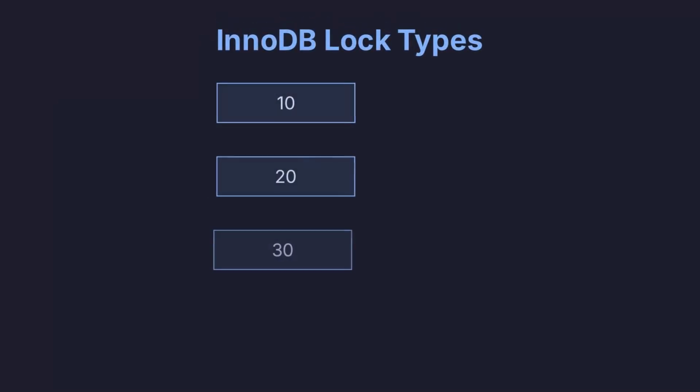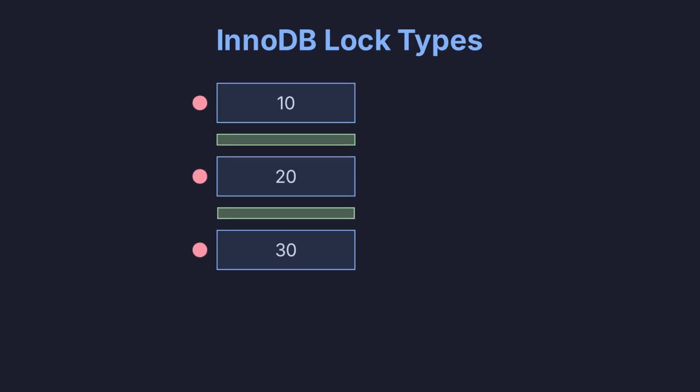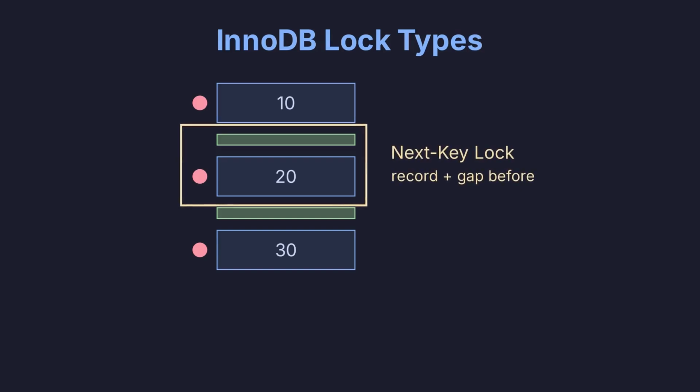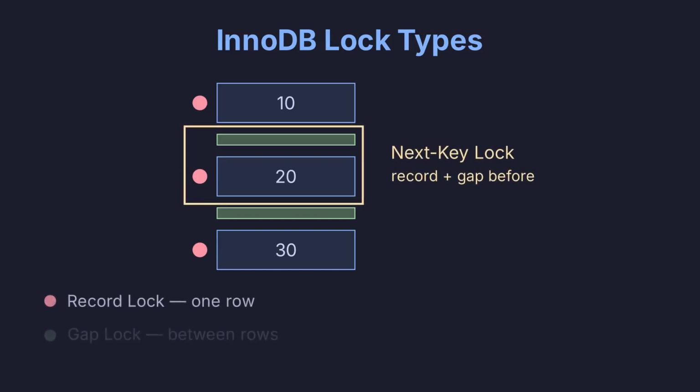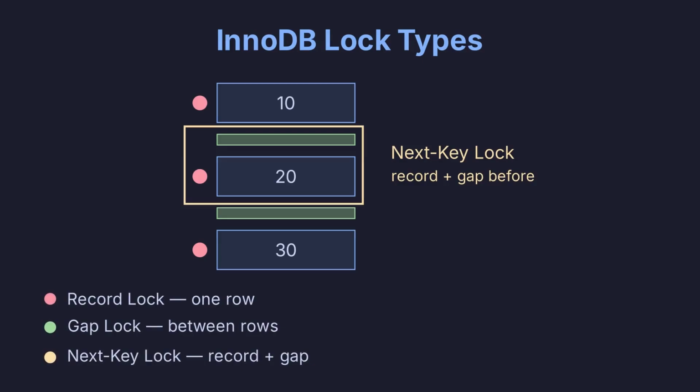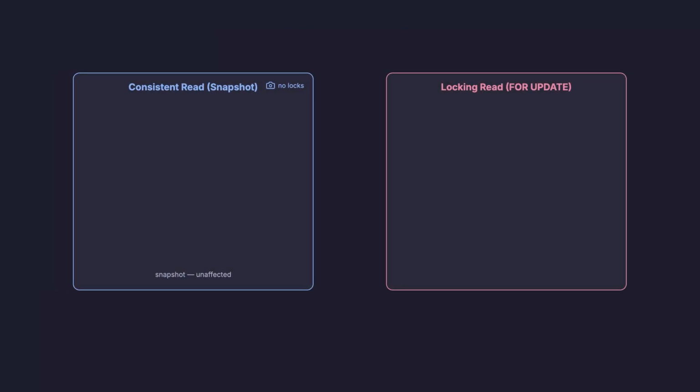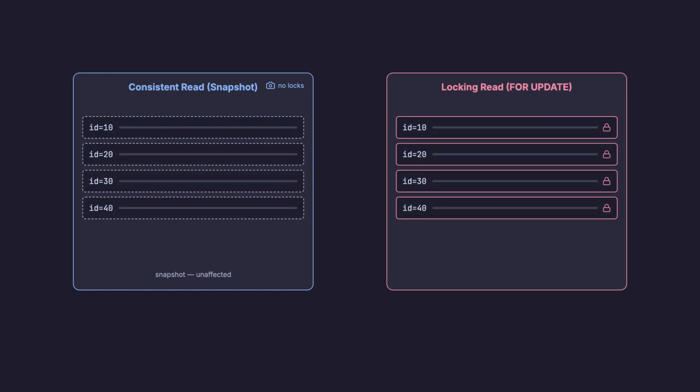InnoDB has three flavors of locks: record locks, gap locks, and next key locks that combine the two. A record lock protects a single row. A gap lock protects the space between two index records. It prevents other transactions from inserting a new row into that gap. A next key lock locks a record plus the gap immediately before it. But the isolation level controls when those locks are taken and how long they are held.